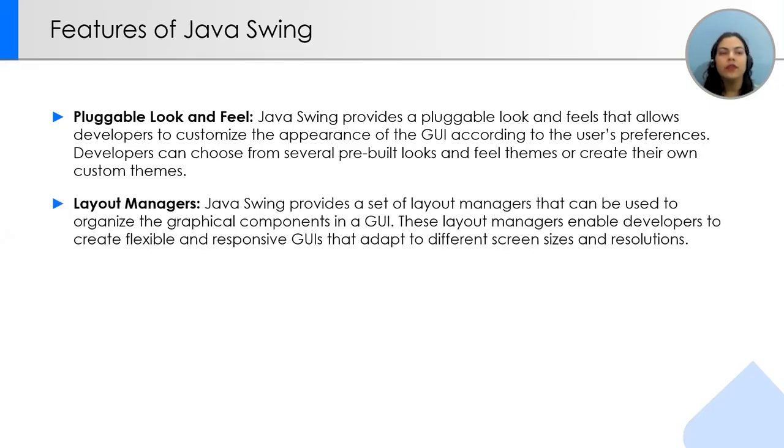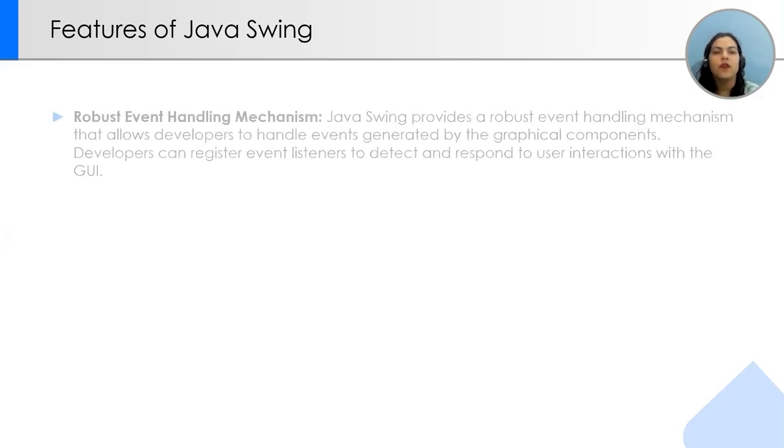Now, the next important feature of Java Swing is layout managers. Java Swing provides a set of layout managers that can be used to organize the graphical components on a GUI, that is, graphical user interface. These layout managers enable developers to create flexible and responsive GUIs that adapt to different screen sizes and resolutions. By these layout managers, the layouts become more responsive. That means they become more interactive from the perspective of the users.